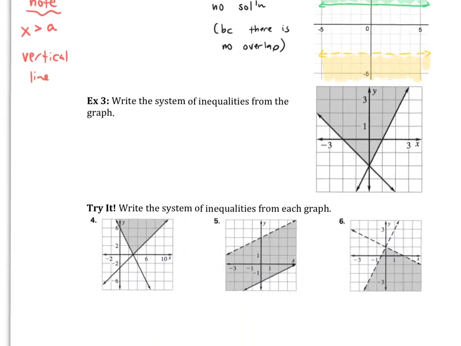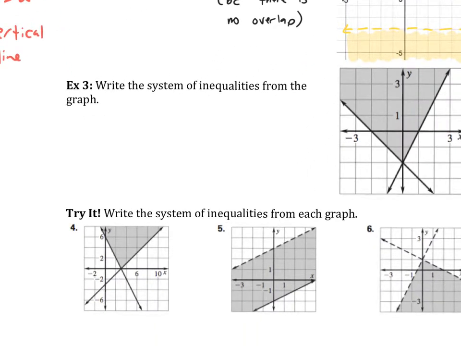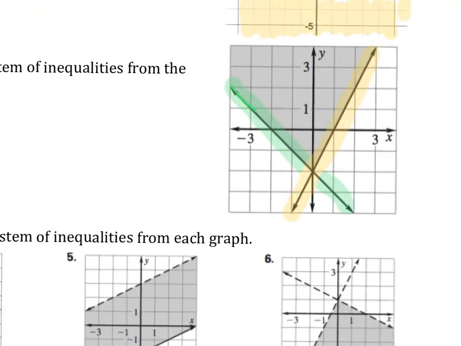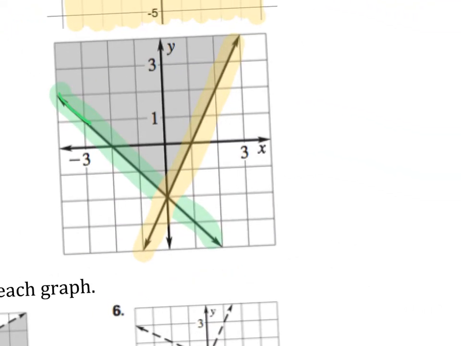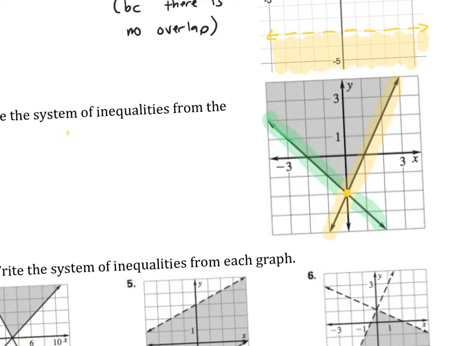Next, we're going to check how to go the other direction. We're going to write the system of inequalities from the graph. So we're going to take one at a time, and I'm going to color code these so it's a little bit easier. So I'm going to call this guy my green line, and this my yellow line, and we'll do one at a time. I'm going to focus on the yellow line at first, and the yellow line here begins at negative 2. So for the yellow line, it begins at negative 2.